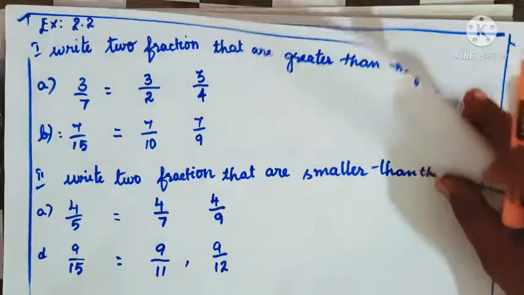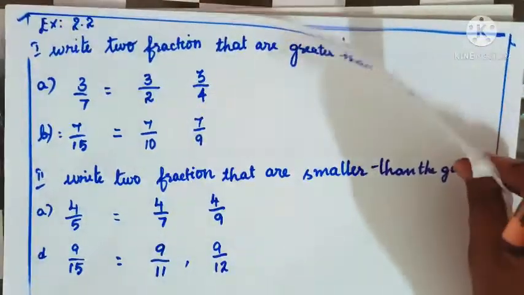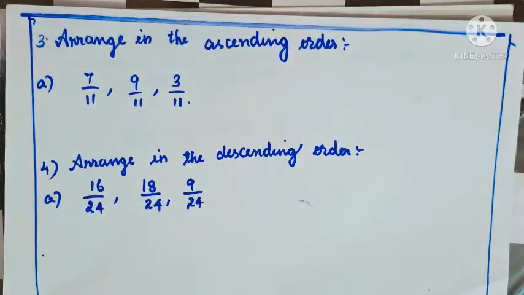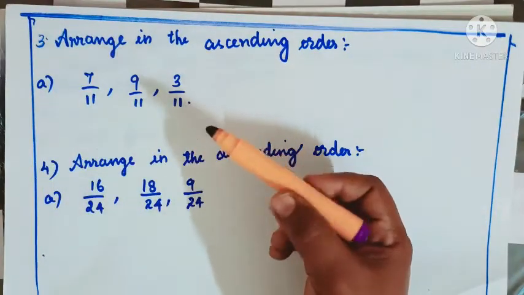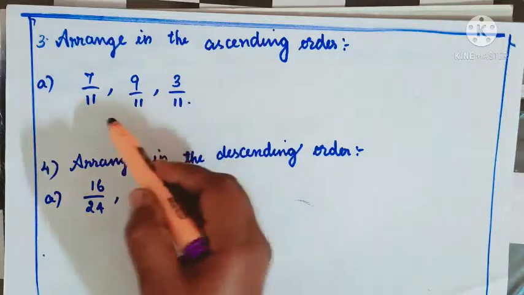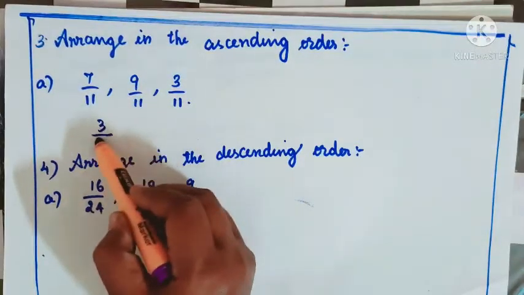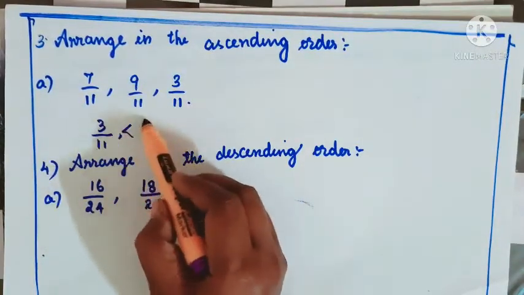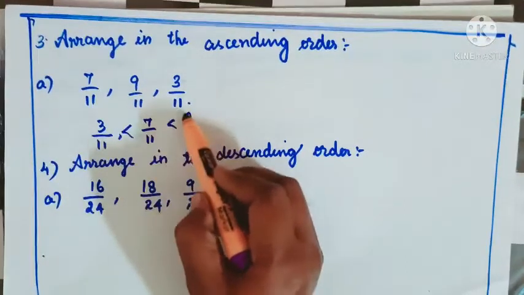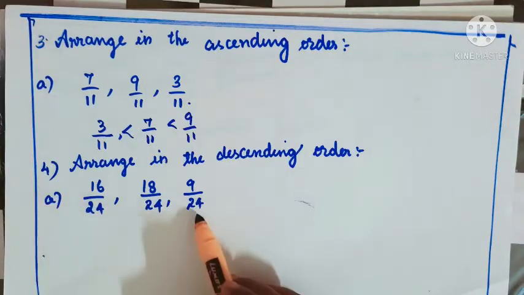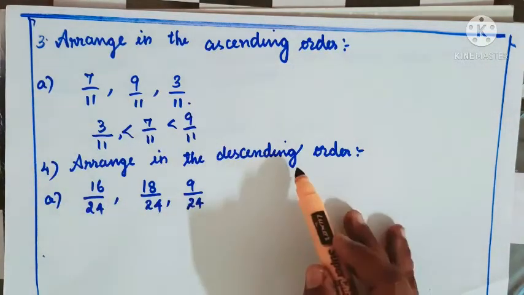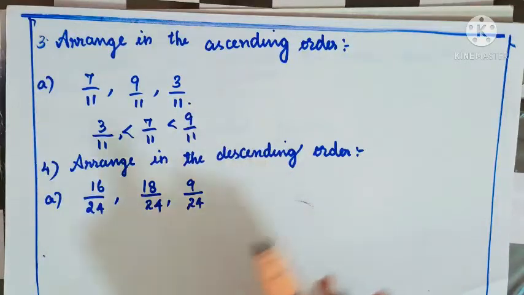Next is arrange in the ascending order. Ascending order means, here the denominators are the same, so you can easily arrange, isn't it? As usual, 3 by 11 less than 7 by 11 less than 9 by 11. Good, right. If the denominators are the same, as usual, how will you do the ascending and descending order for ordinary numbers?